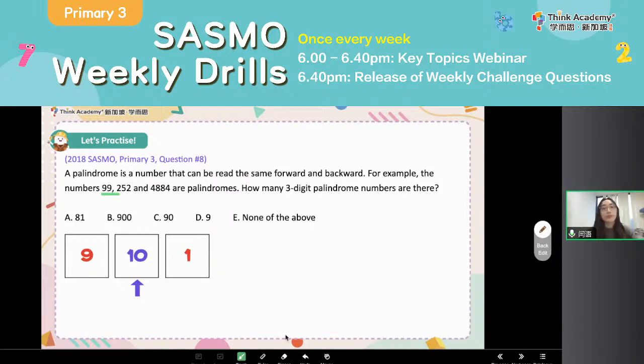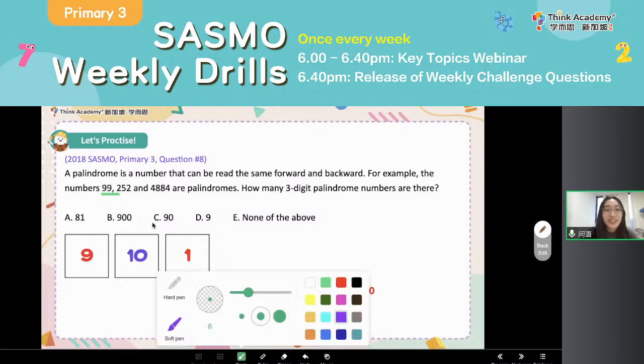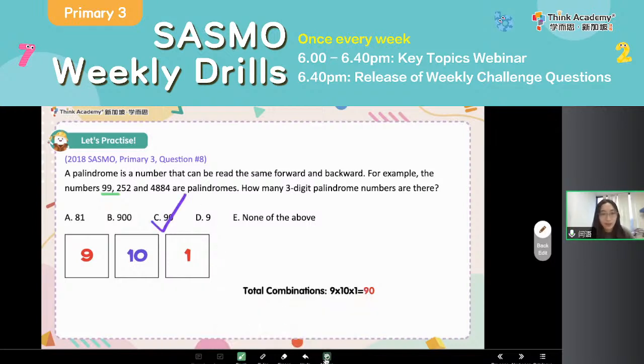Okay? So now following this, for the last step, what should we do with these numbers? For the numbers here, I just showed you how many choices there are for each place value, for each decision. So what is the total? What is the total combinations? It should be 9 times 10 times 1. Good job. So you can see that the answer is C. Here we choose 90. 9 times 10 times 1. So the answer should be 90.